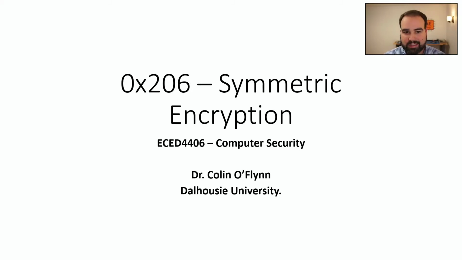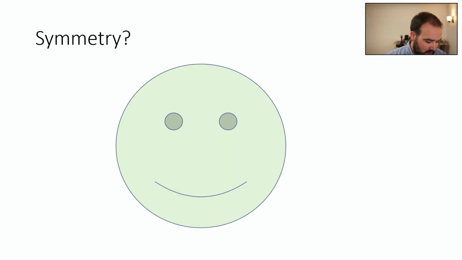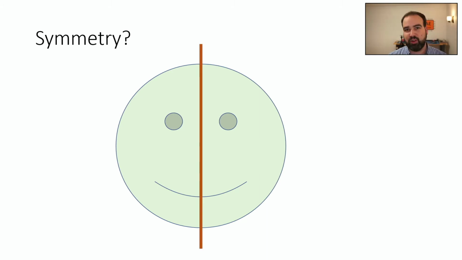Okay, so what is symmetric encryption? It's basically one of the two modes of encryption that we're going to be talking about here. Symmetry normally means that you have something that has two sides that are the same. So if we had this nice smiley face, we could draw a line of symmetry down the center and say these two sides are symmetrical here and here. And like that, we'll say in encryption, we have a symmetrical encryption.